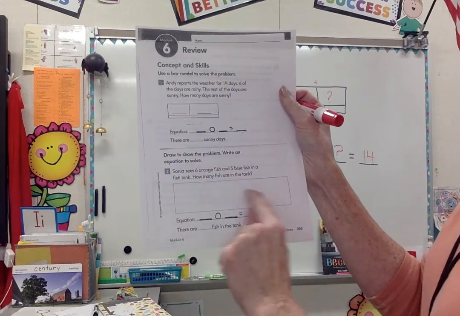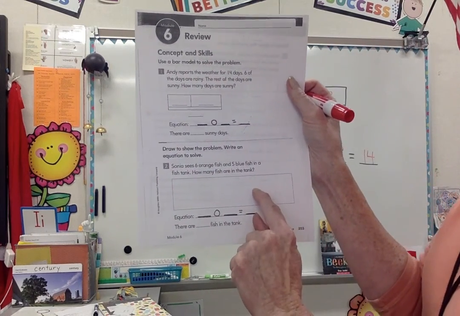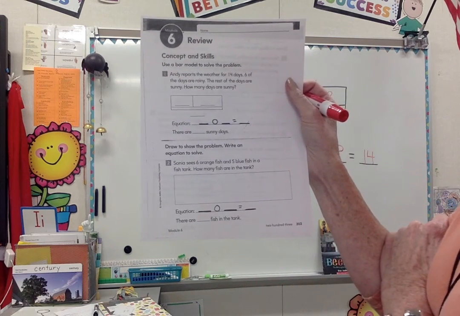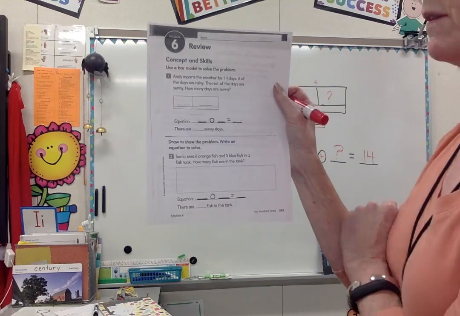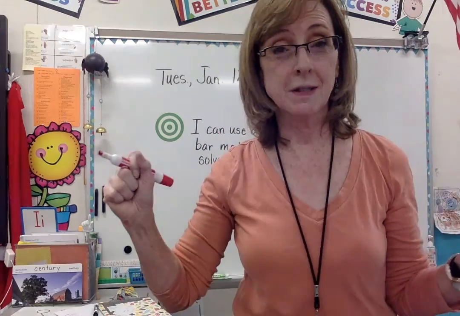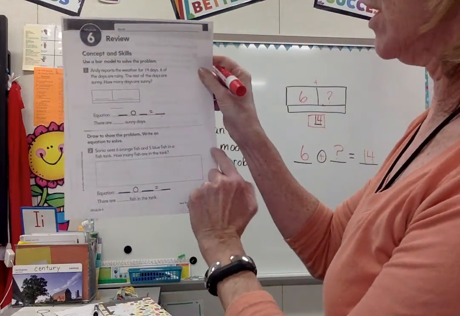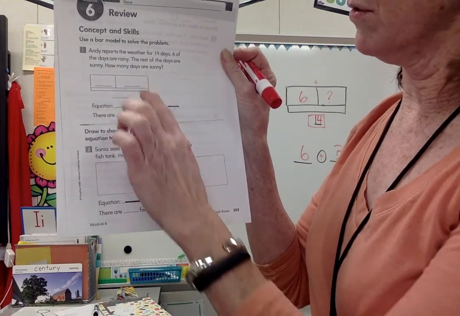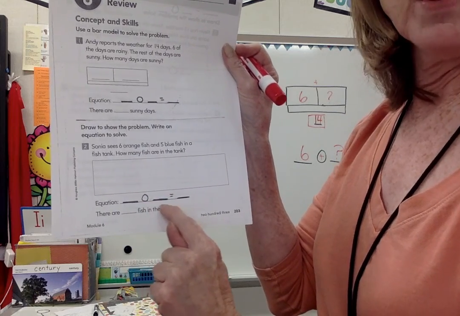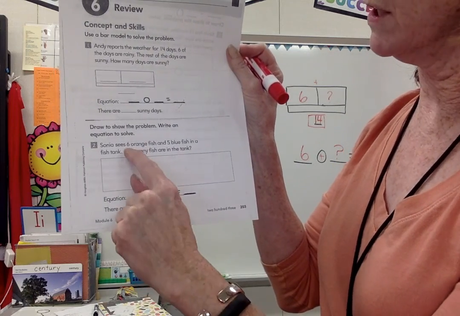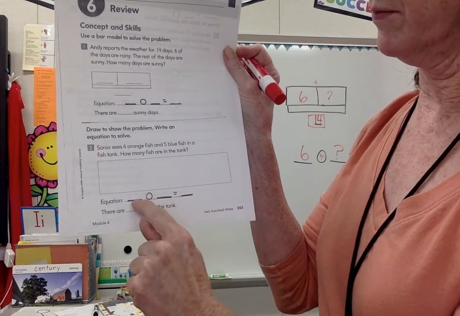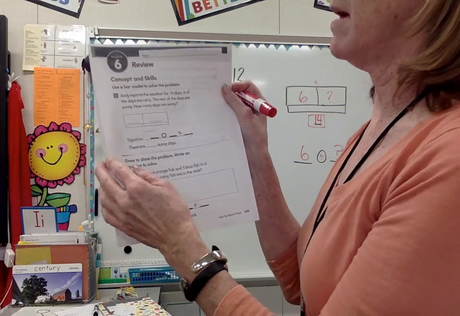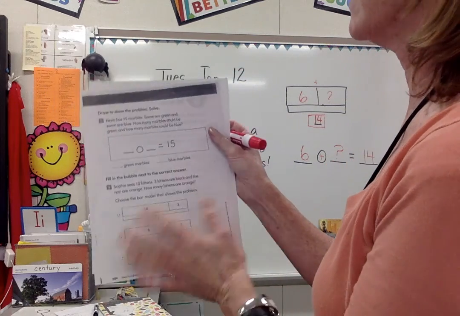On this one, you're going to do your own. You could draw a math mountain or whatever you want. Sonia sees 6 orange fish and 5 blue fish in a fish tank. How many fish are in the fish tank? I have 2 parts, the orange fish and the blue fish. You could do a math mountain or a bar model, however you want to do it. Write the equation here. I would do an addition, 6 orange fish and 5 blue fish. Write it out, but make sure you draw a math mountain or use some way of showing that.